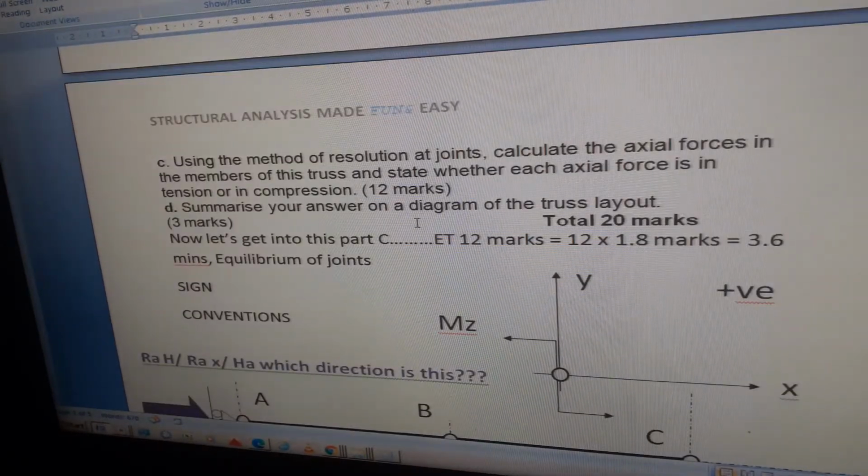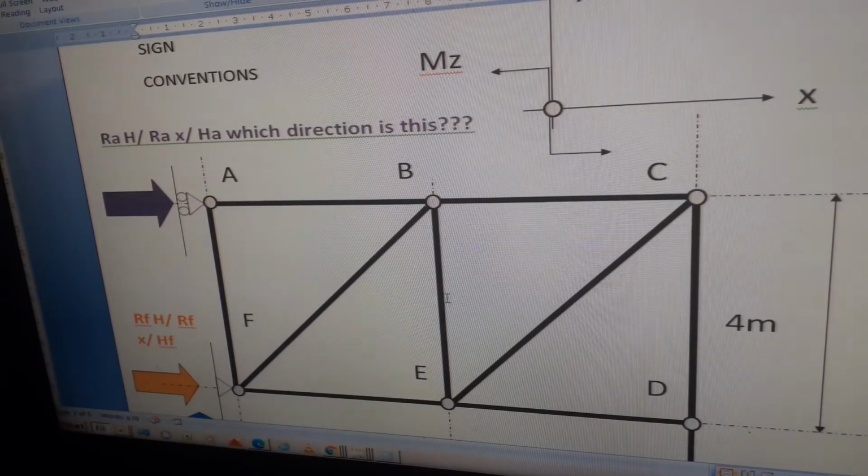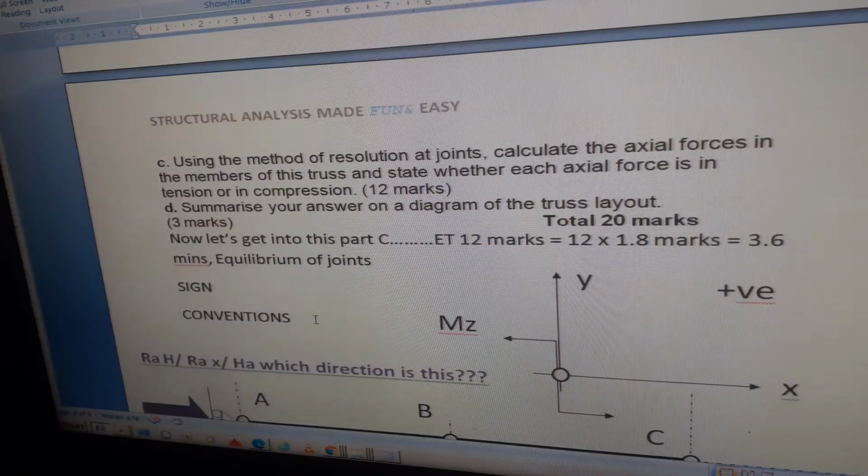So okay, let's get straight into it. This is part 2. Part 1 was finding the support reactions. This is part C, using the method of resolution of joints. Calculate the axial forces in the members of this truss and state whether each axial force is in tension or compression. 12 marks. So you've got 1, 2, 3, 4, 5, 6, 7, 8, 9 members. They call it method of resolution of joints. I thought it was called equilibrium of joints, but same thing basically.